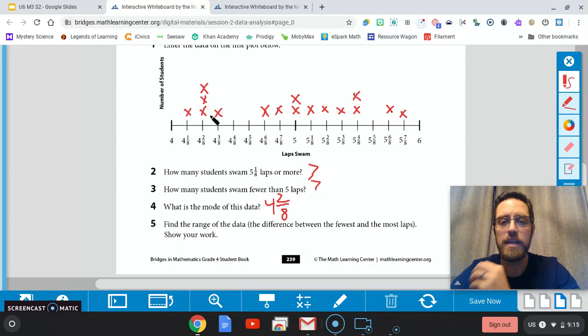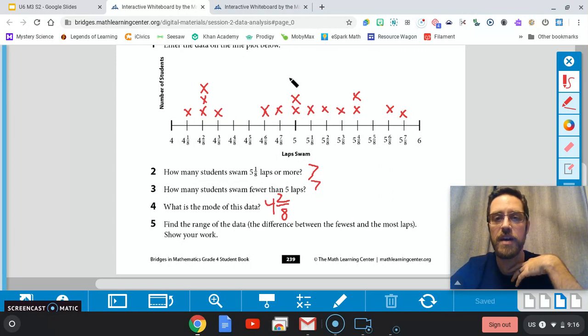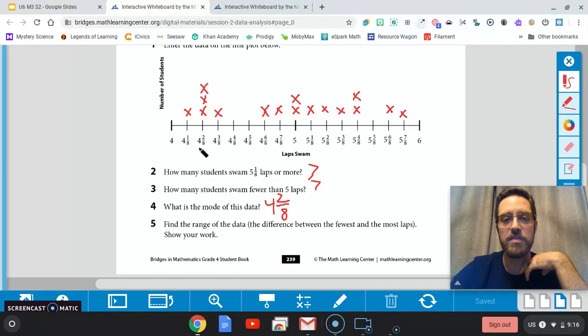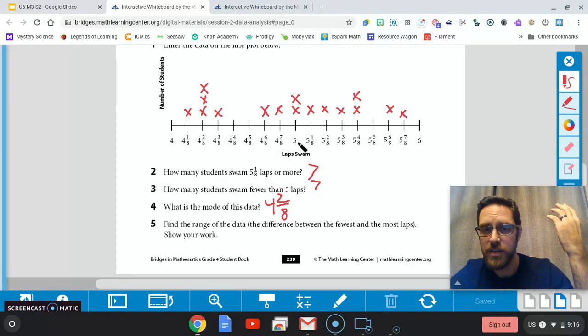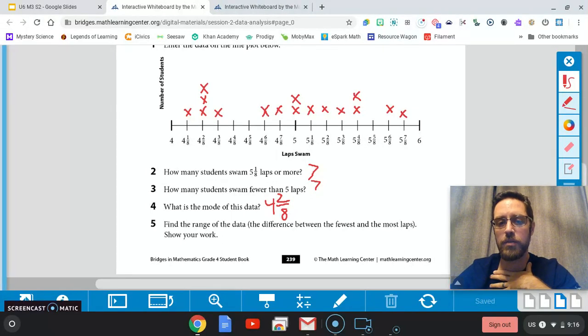Okay. Can you have more than one mode? And the answer is yes, you could. So if another one, like say 5, had one more and it had 3, it could be 5 2/8 and 5. So you can have more than one mode.